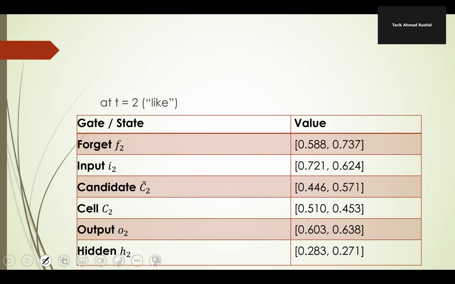So we did the word "I" in video 1, and in this video we did the word "like." Next we will do the third word, which is Rojava.